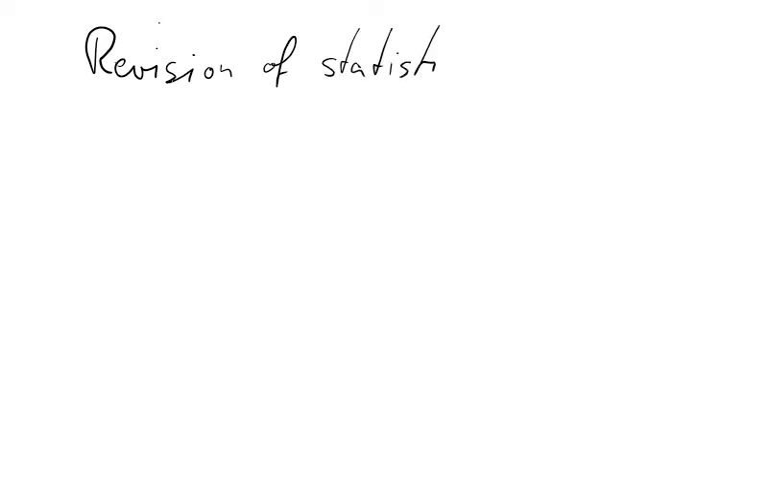And so let's call this a revision of statistics. The first thing that we started with was descriptive statistics, which basically helps you to summarize some data. And we said a typical measure of central tendency is the mean, median, and mode.